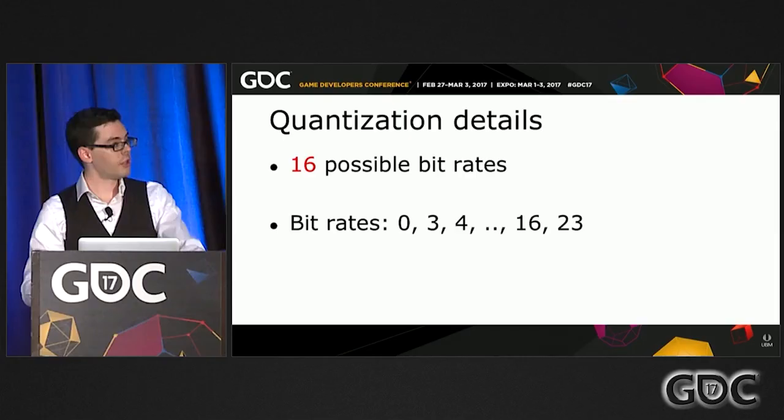We settled on 16 possible bit rates: 0, 3, 4, 5, up to 16, and 23. And the reason why we need it higher than 16 is that some clips have unusually high precision requirements. For example, world space cinematics might have the root bone be very far, or a camera bone move very far, or maybe you're throwing a weapon very far ahead, like an arrow. So you need more than 16 bits in a few rare cases.